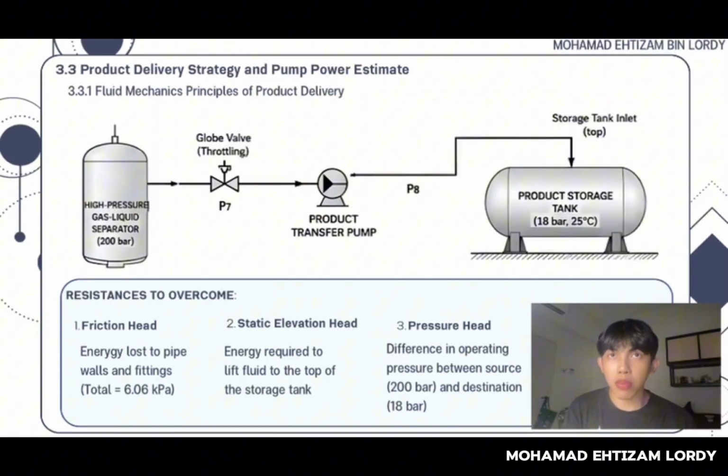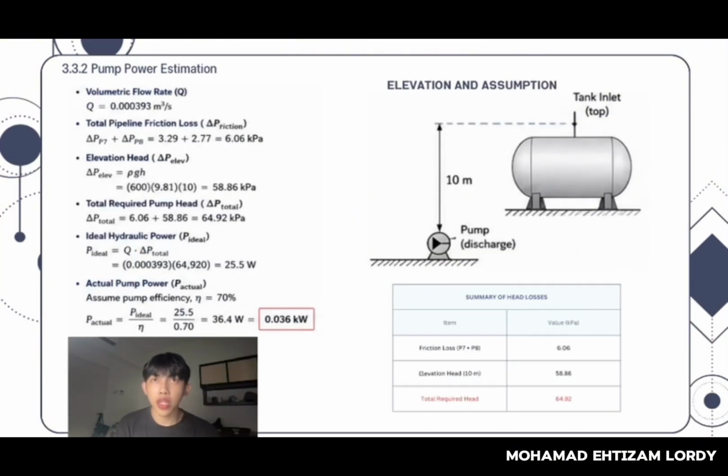Friction losses across pipeline P7 in total is 6.06 kilopascals, and a globe valve throttles that excess separator pressure safely. Assuming a conservative 10-meter elevation rise, elevation head comes to 58.86 kilopascals, giving a total pump head of 64.92 kilopascals. That's an ideal hydraulic power of 25.5 watts, and at 70% pump efficiency, our actual pump power is just 36.4 watts. Tiny since ammonia is dense and our flow rate is small.